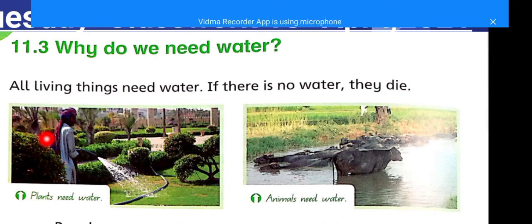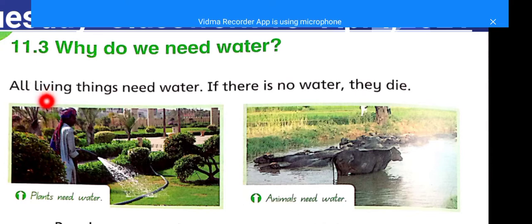So now first of all let's discuss the pictures. Here you can see that a gardener is watering the plants. It means that just like human beings, plants also need water, and as we have discussed in our previous lesson, without water life is impossible on earth. So here we can see that the plants also need water to grow. And the second one, we are reading here about the animals. You can see some buffaloes in the water, and here we can see that like humans and plants, animals also need water. So now let's start reading.